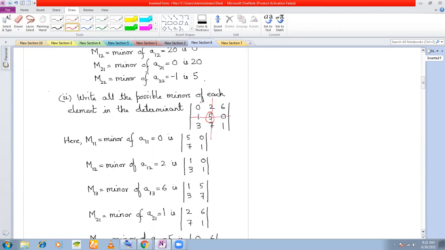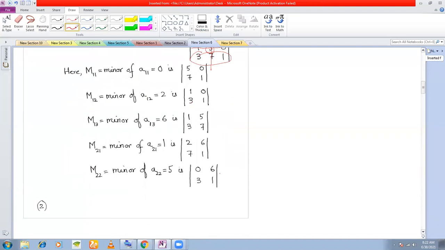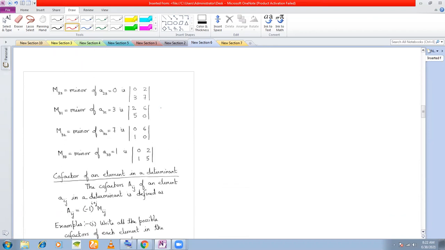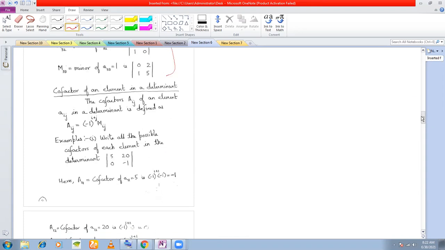So what are you left with? You're left with 0, 6 and you're left with 3, 1, right? So this is what we are getting. This is how we do it. So you see, I've calculated the minor of each element here. Next, we come to a very important definition, which is called the cofactor of each element.